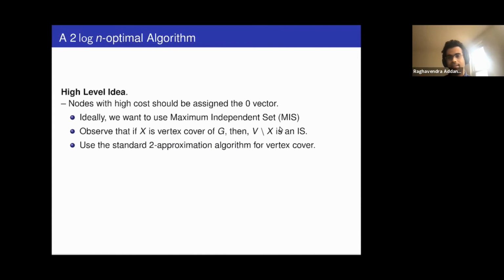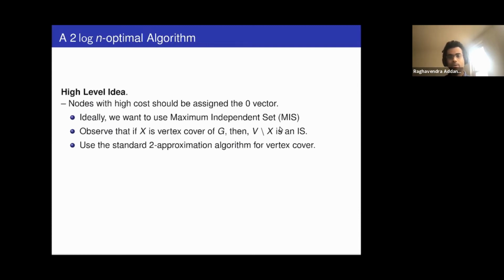However, ideally, we would like to use a maximum independent set in this case to find the nodes with high cost and assign it 0 weight vector. But finding it and approximating it is very well known to be hard. We look at the vertex cover of the graph and look at its complement. We can observe that if X is a vertex cover, V minus X is an independent set. And we'll use this as a proxy for maximum independent set. There's no relation between vertex cover and maximum independent set as such. It doesn't give a good approximation, but for our purposes, it is sufficient.